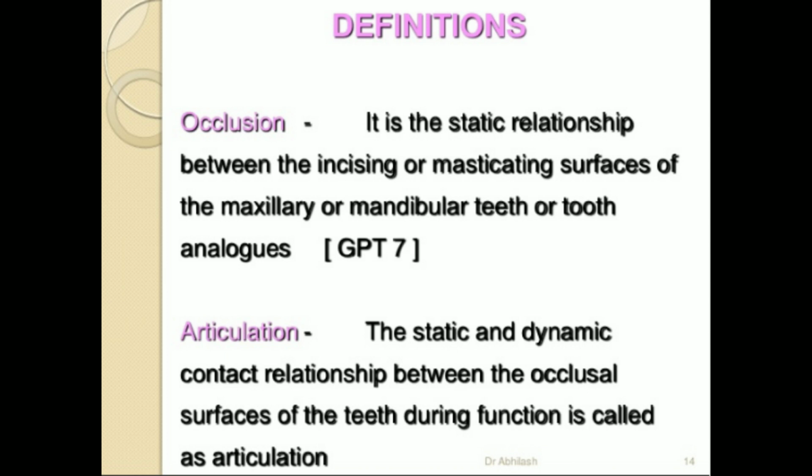Remember, occlusion is always a static relationship. It is nothing but the contact between two surfaces. One surface is maxillary and the other surface is mandibular. Okay. Whereas articulation is how these surfaces contact during function. So that is called articulation.